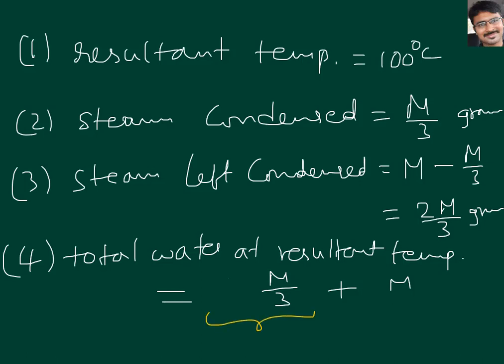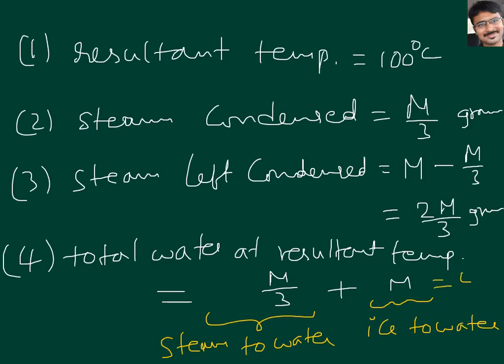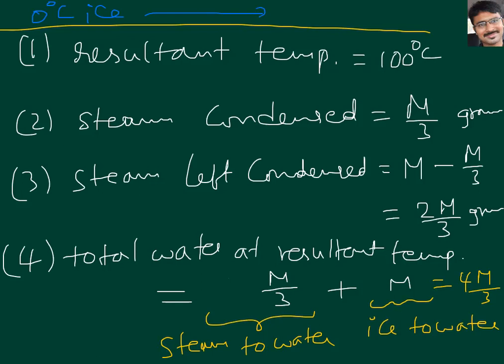M by 3 is what? Steam converted to water, that is m by 3. And here m is the total ice converted to water. Total ice is converted to water, and steam converted to water is how much? M by 3. Total mass of water means m by 3 plus m, that is 4m by 3. These are the results whenever they mention in the question ice at 0 degrees centigrade.